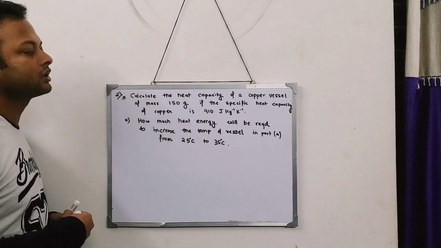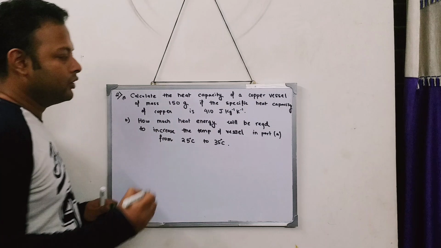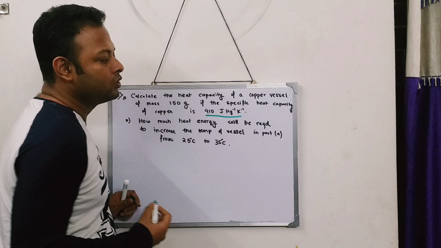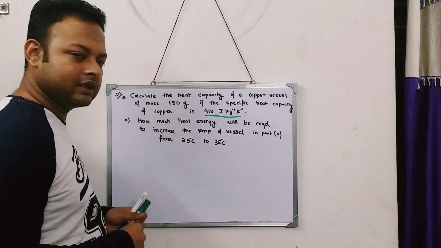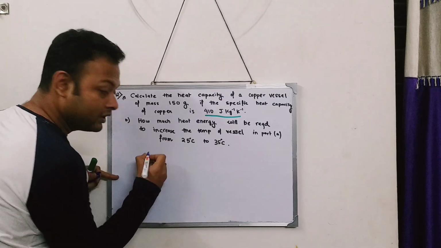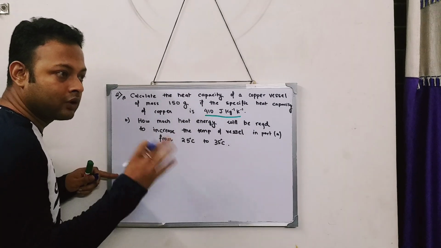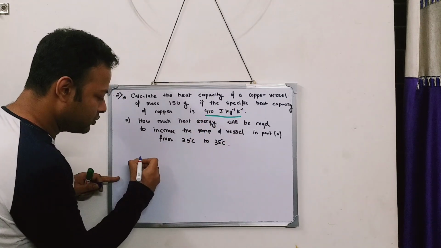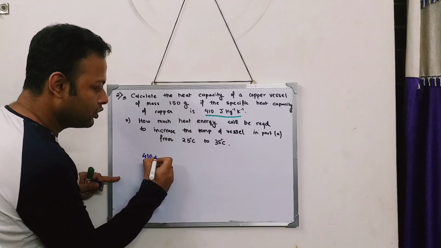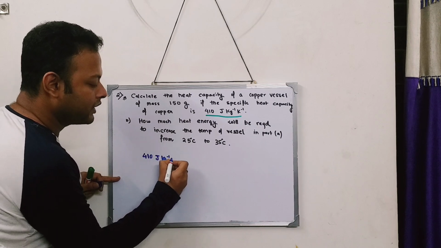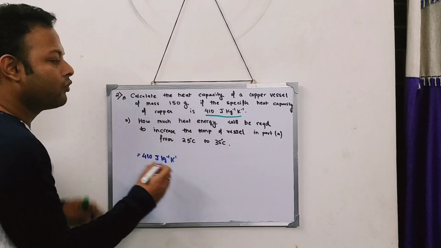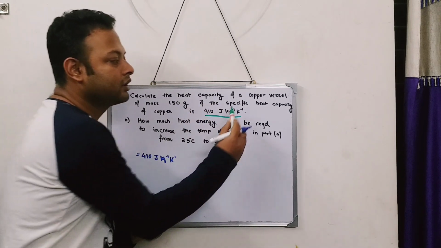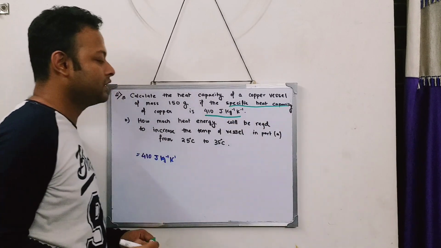Now let's see this question. Firstly, we have to see the numbers. Something is given as 410 joule per kg per Kelvin. See, there is a technique also for how to solve a question. You first see the numbers, 410 joule per kg per Kelvin. So what is this 410 joule per kg per Kelvin? It is nothing but the specific heat capacity of copper.